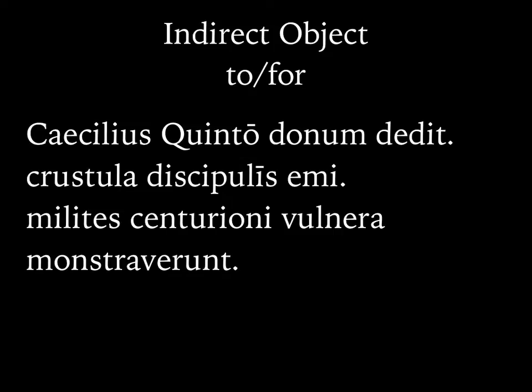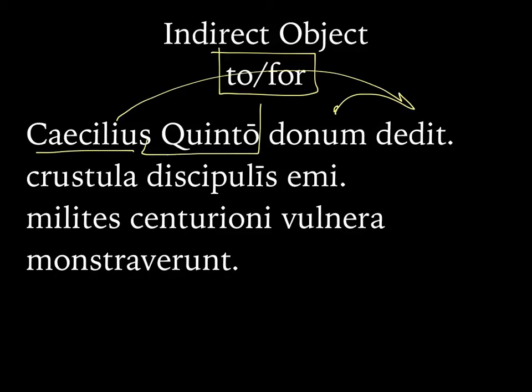The indirect object is one of 2 grammatical functions for the dative case, and it's translated to or for. And I find the dative one of the trickiest cases to identify, so sometimes you kind of have to translate your way into the dative case. In this sentence, Caecilius gave a gift to Quintus. That's the dative case. There will never be a preposition there. In this next sentence, I bought cookies for the students.